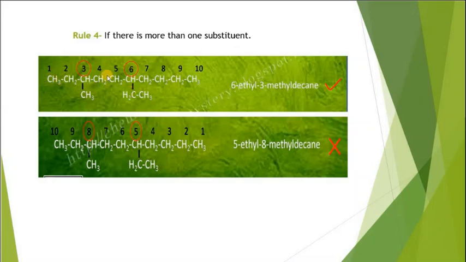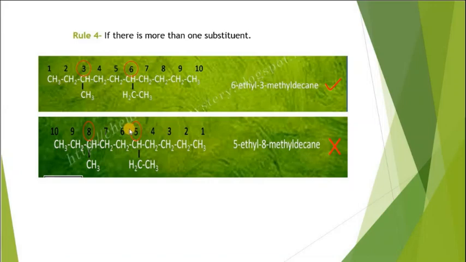If we number the parent chain in this way, so that this is the first carbon, this is the second carbon, this is the third carbon, fourth, fifth, sixth, 7th, 8th, 9th and the 10th carbon atom is present here. We can see attachments are present at position numbers 3 and 6. But if I number it in the alternate, opposite way, like if I start from here, this carbon is carbon number 1, this is 2, 3, 4, 5, 6, 7, 8, 9, 10. Both of them are the same compounds.